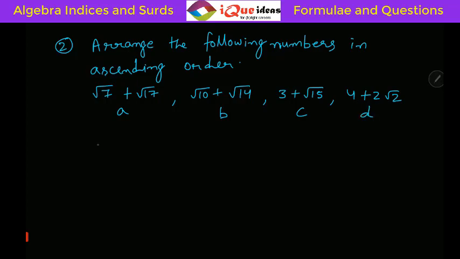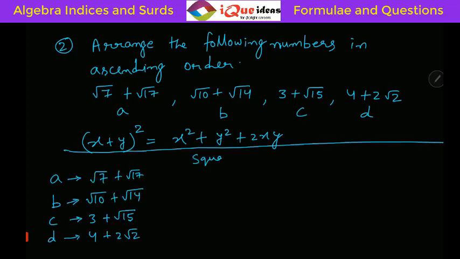We will use a formula, that is x plus y whole square. We know that it is equal to x square plus y square plus 2xy. Now, how do we use it here? Let's see. What we will do is we'll square all of these numbers. Now, what will be the square of A, the first one? Root 7 plus root 17. Let me write it properly. Root 7 plus root 17 whole square.